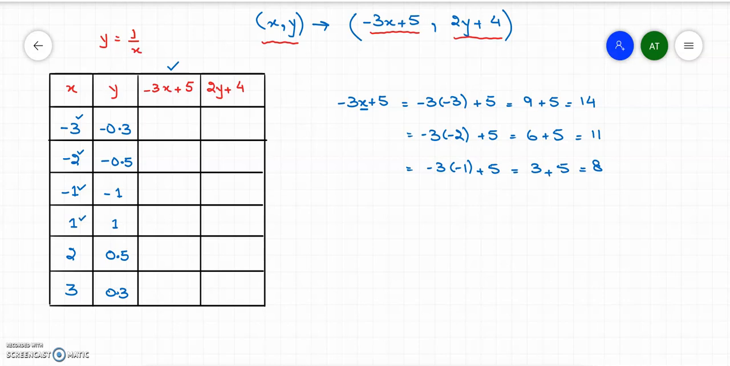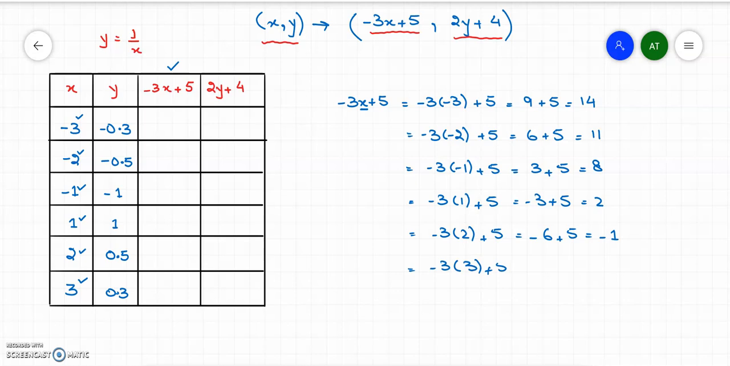When x is 1, that is minus 3 times 1 plus 5, so that would be negative 3 plus 5, and that is equal to 2. When x is 2, we have negative 3 times 2 plus 5, so that is minus 6 plus 5, which equals minus 1. Okay, when x is 3, we have negative 3 times 3 plus 5, which is minus 9 plus 5, equal to minus 4.